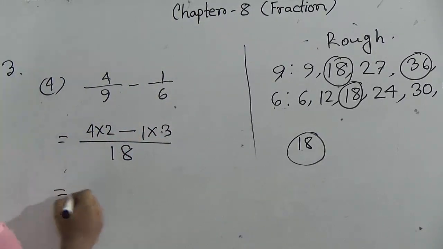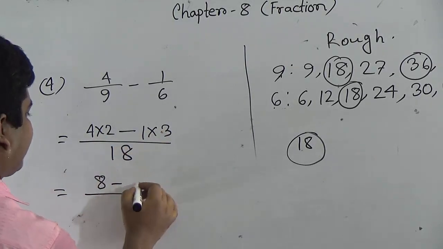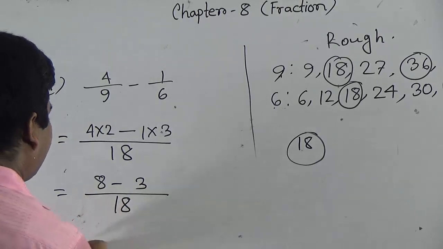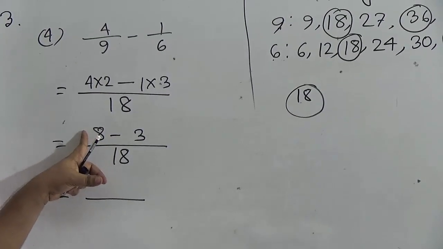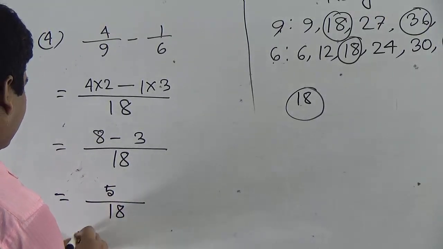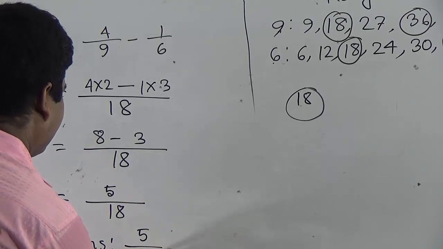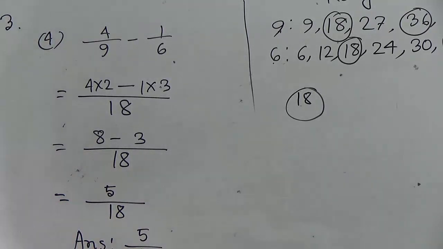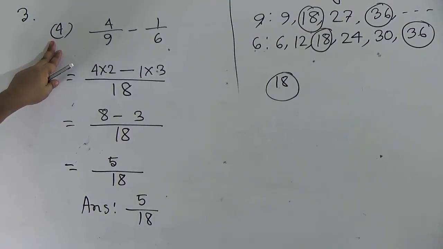Next, 4 twos are 8, minus 3 ones are 3, divided by 18. Here you notice if we subtract 3 from 8, then we get 5 by 18, and this is the answer, 5 by 18. Do you understand? I hope you have understood. Okay, question number 4 is done.